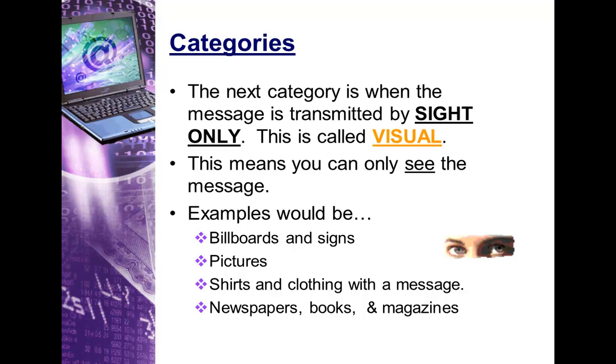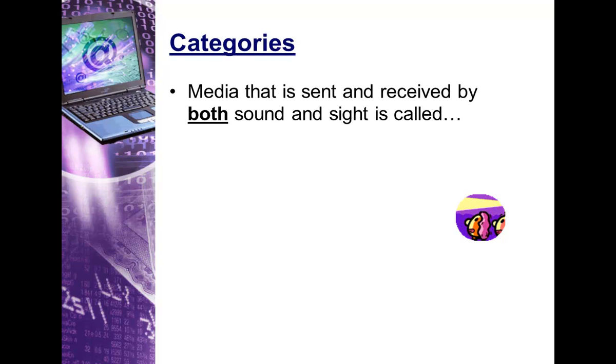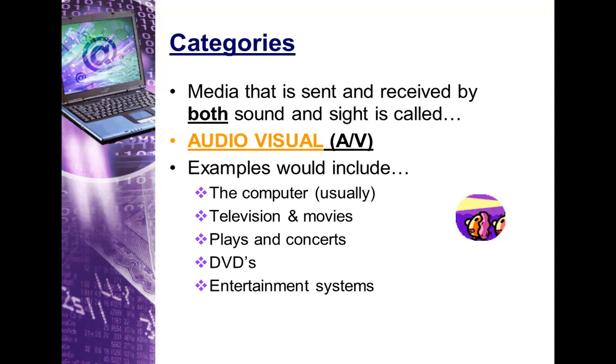Now, if you think about this a little bit, we talked about audio, which is where you hear only, and we talked about visual, which is where you see only. So the next category would be both, and what we call that is audio visual, or we abbreviate it by A/V. That means the information is sent and received by both sight and sound, and that is called audio visual.